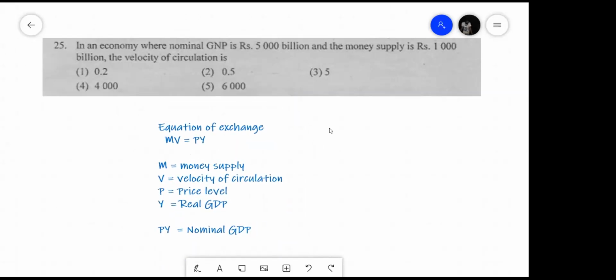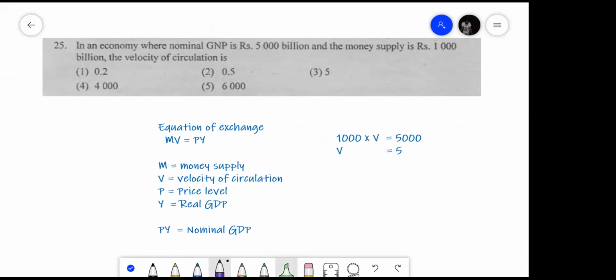So in this equation, they have told you money supply is 1,000, so M is given. V is what we have to find. P and Y, they have not given separately. They have directly given nominal GNP, which here is the same as GDP, so don't worry too much. Nominal GNP, they have said, is 5,000. So how much is velocity of circulation? It's a very easy thing if you know the equation. Velocity of circulation is 5. Simple as that.